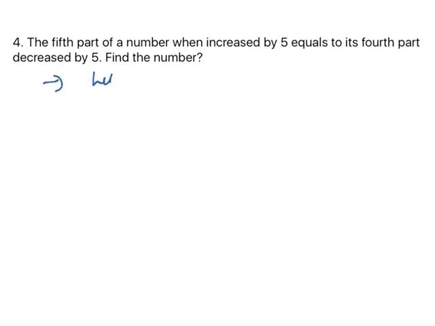So the very first step is, let the number be x. Now the fifth part of a number means x by 5, when increased by 5 means plus 5, equals its fourth part, which means x by 4, decreased by 5. So we form an equation. Now we will solve it.